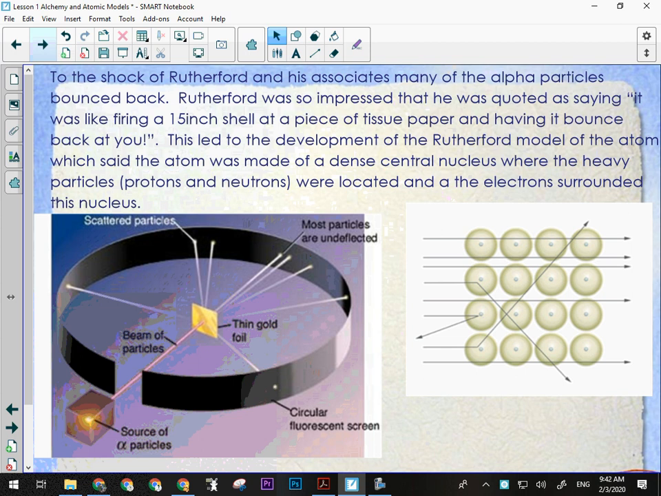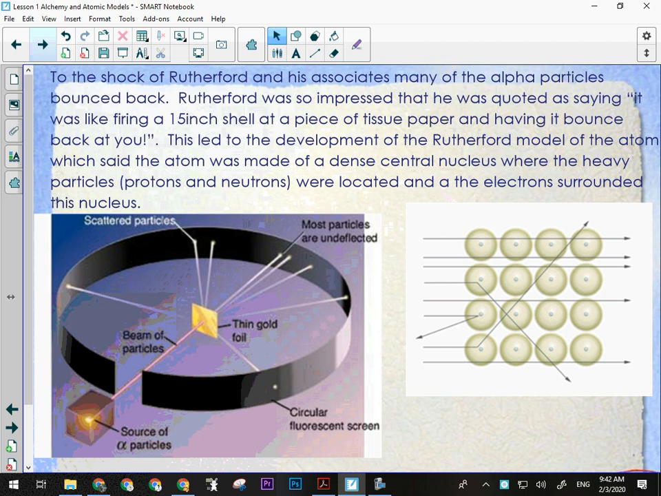Instead, what he discovered was he was getting spots of exposure on this film everywhere. Lots of them were behind. He did get most of the exposure behind the gold foil, which means most of the particles did in fact get through the foil. But they didn't go straight through. They would hit something and be deflected. Their path would be altered. Some went straight, but some would have their path altered, some significantly.